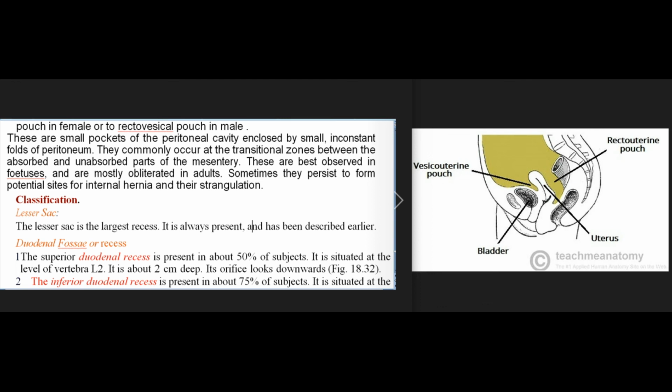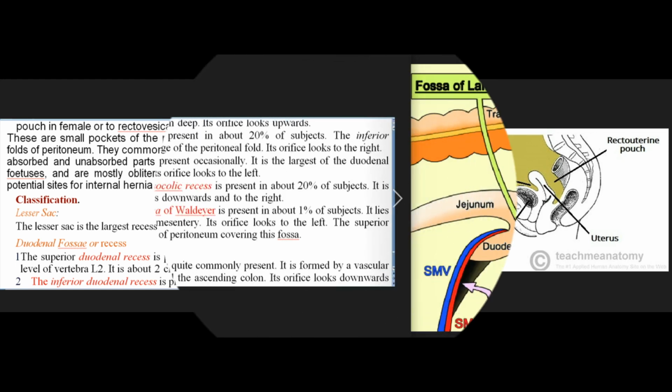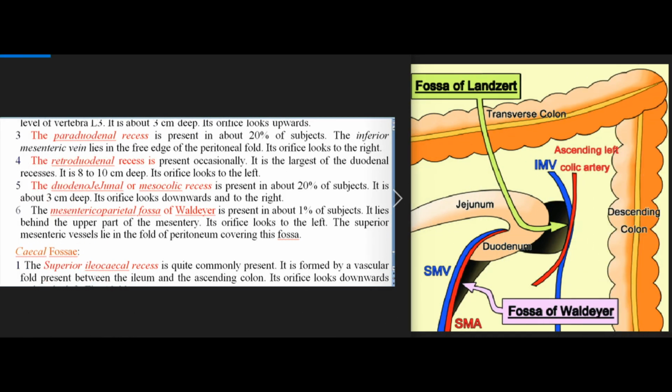2. The inferior duodenal recess is present in about 75% of subjects. It is situated at the level of vertebra L3. It is about 3 centimeters deep. Its orifice looks upwards. 3. The paraduodenal recess is present in about 20% of subjects. The inferior mesenteric vein lies in the free edge of the peritoneal fold. Its orifice looks to the right.